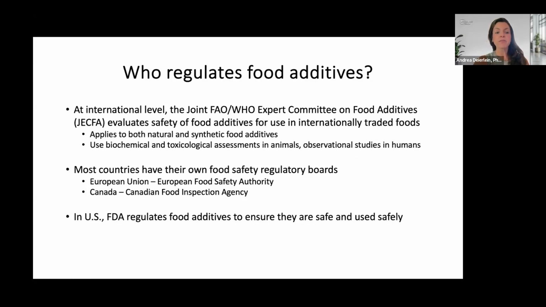And then on top of that, most countries, as I'm sure we're aware, have their own food safety regulatory boards. A lot of times we hear about the European Food Safety Authority and the different food additives that they've banned that we haven't banned here. Canada obviously has their own. And as I mentioned, in the US, the FDA regulates food additives to ensure that they're safe, as well as used safely within our foods.